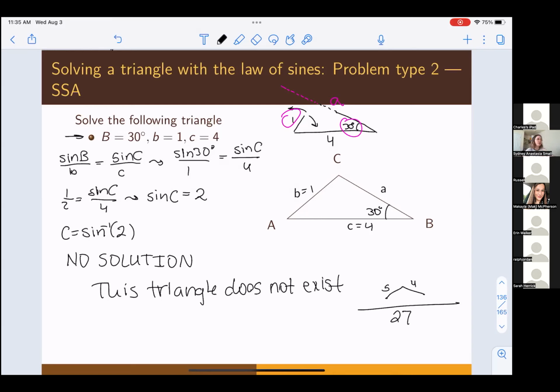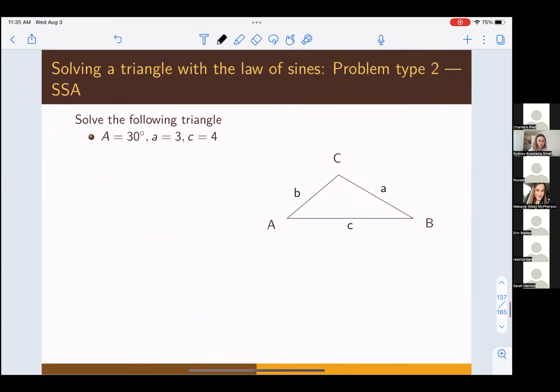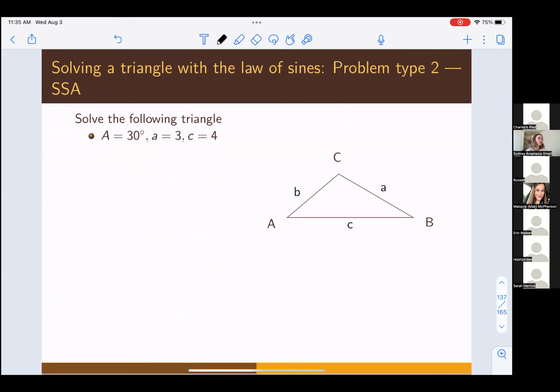Okay. Now that that's out of the way, let's do a real example of a side-side-angle triangle, and then we will be done for today. And we will actually be done working on triangles like this and moving on to something called vectors next time. So anyways, I want to solve this triangle where I have my angle A being 30 degrees, side A is 3 and side C is 4.